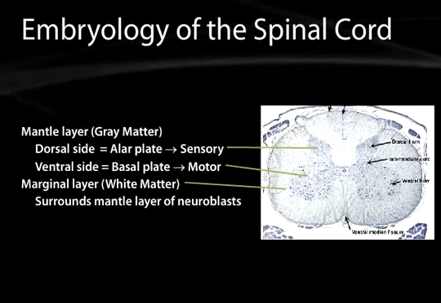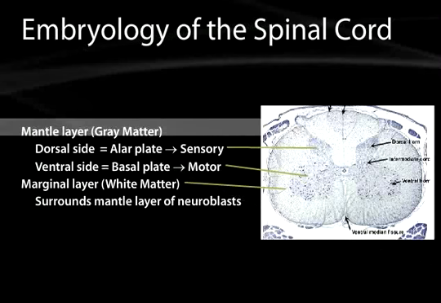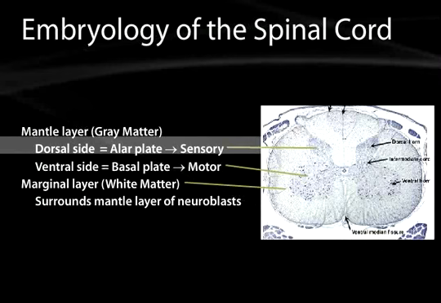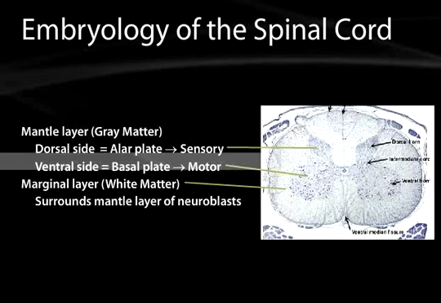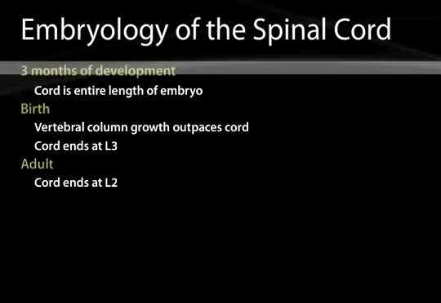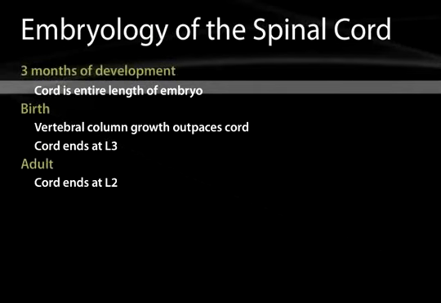So here we have a sort of summary of what we just talked about. The mantle layer forms gray matter, and the marginal layer forms white matter. And remembering again that the dorsal side is sensory, ventral side is motor. So at 3 months of development, the cord is the entire length of the embryo. Okay? So you can imagine that there's a lot of nervous system growth in place even before the body starts to really grow.